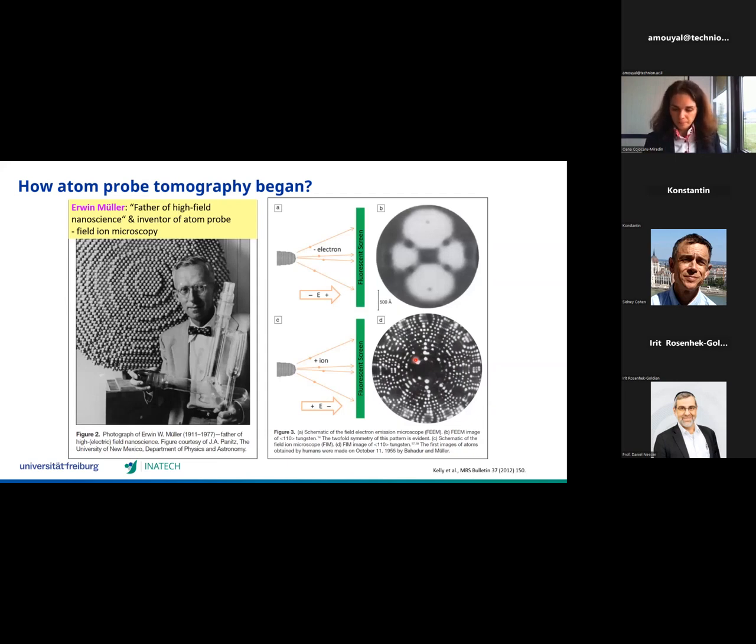What we can do also, by reversing the bias on the needle, is that we no longer extract the ions, but the electrons. So there is also a reverse technique, which has not been explored much in science, and this is called field electron emission microscopy, and it's an open science nowadays.